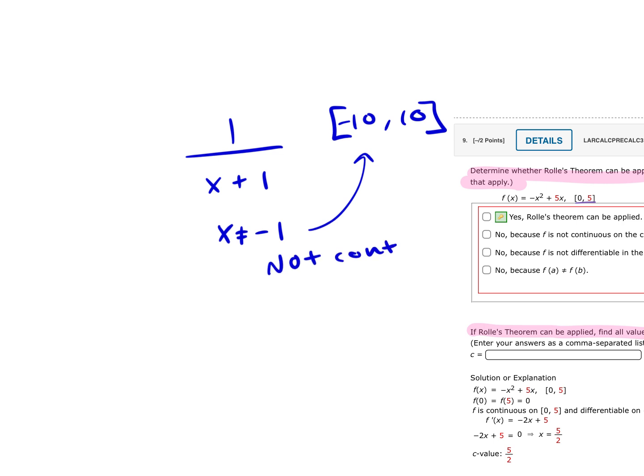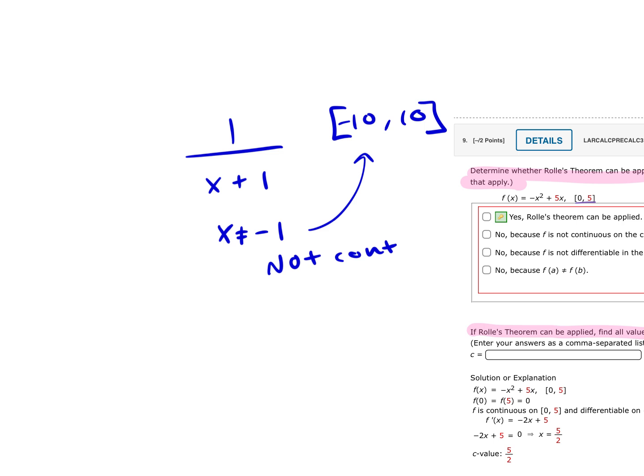And what about differentiable? Well, if it's not continuous, you don't need to keep going. You could just say that it's not continuous. But if you took the derivative and the derivative wasn't continuous on the interval, then it would be not differentiable. You could get something continuous but not differentiable.